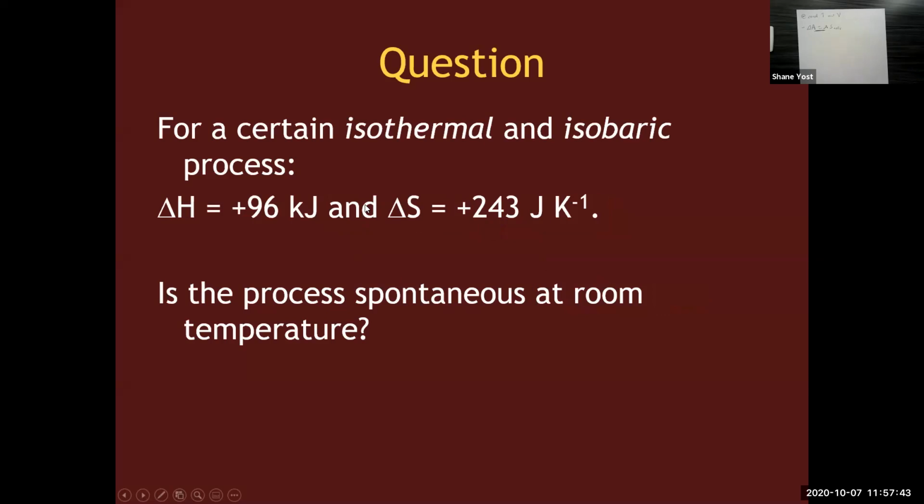For a certain isothermal and isobaric process, delta H is equal to positive 96 kilojoules and delta S is positive 243 joules per kelvin. Is it spontaneous at room temperature? A lot of people are just outright saying no. Isobaric is constant pressure, just so you remember, so these are constant temperature and pressure conditions. In order to determine if this is spontaneous, we need to calculate the free energy change. It's going to be delta H minus T delta S.